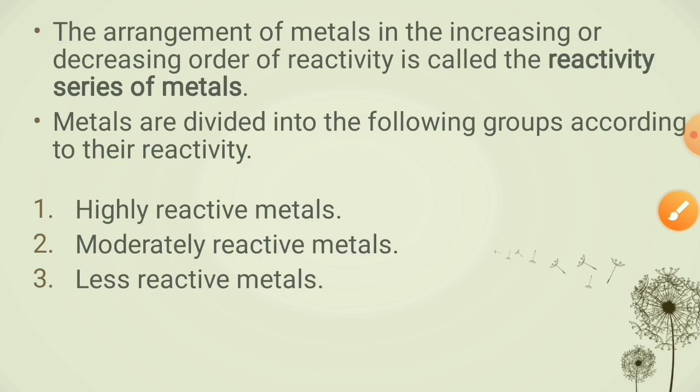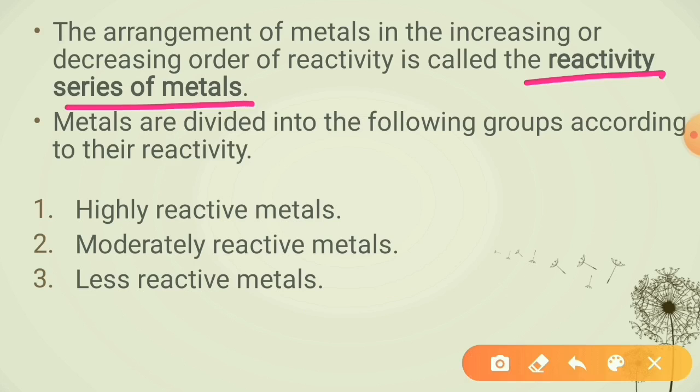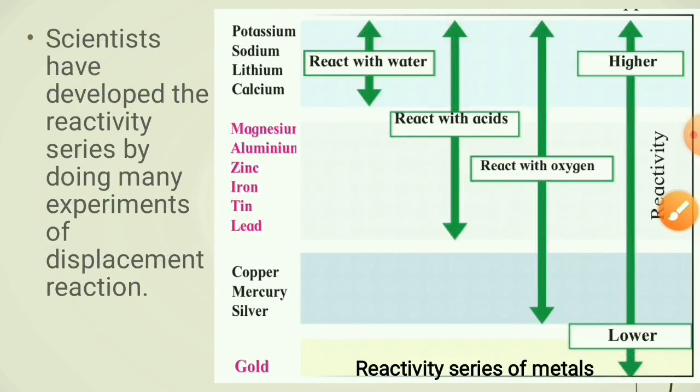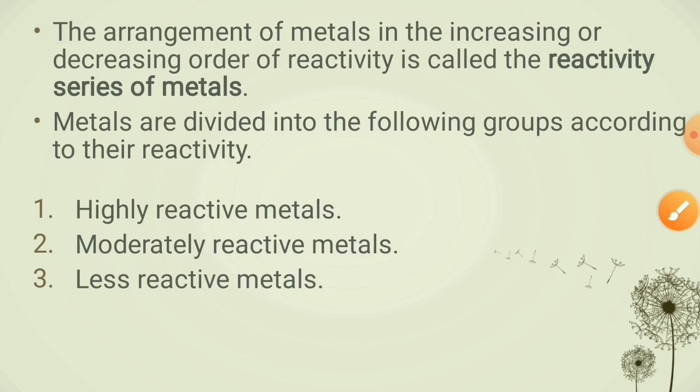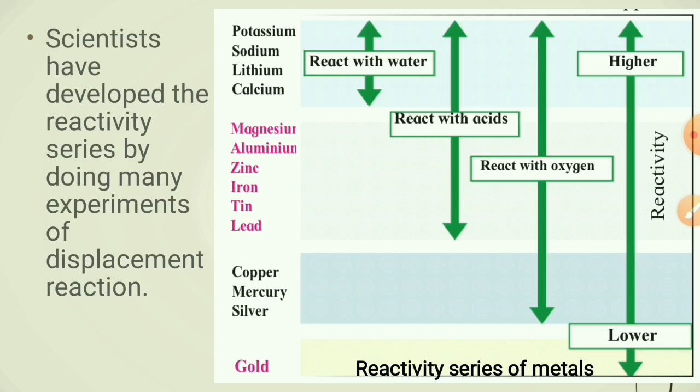The arrangement of metals in the increasing or decreasing order of reactivity is called the reactivity series of metals. I have shown it here in this picture. Metals are divided into the following groups according to their reactivity: highly reactive metals, moderately reactive metals and less reactive metals. That also I have shown here.